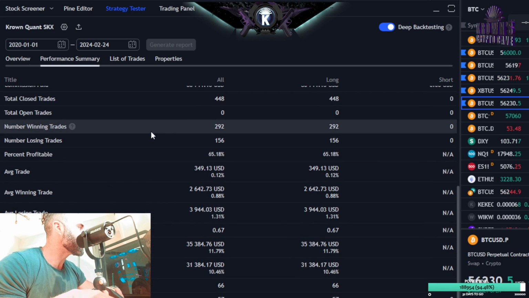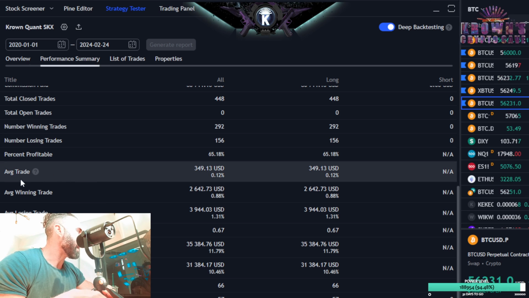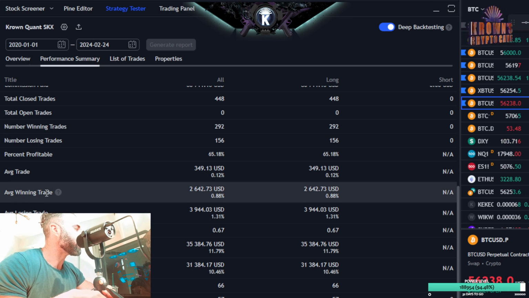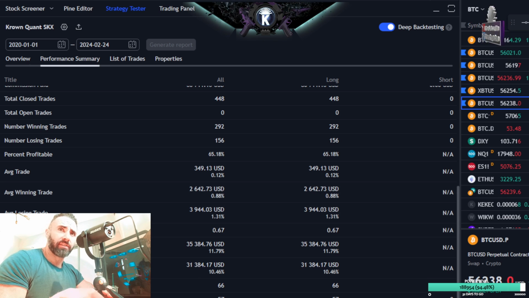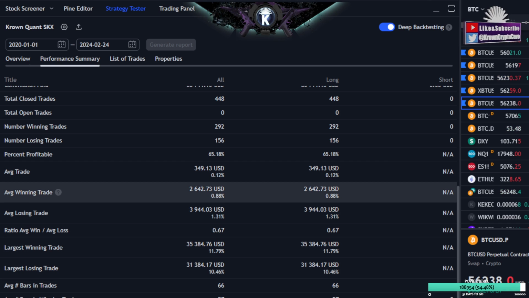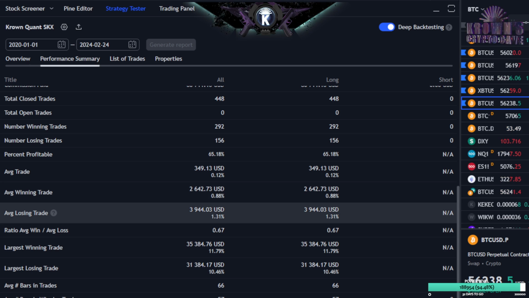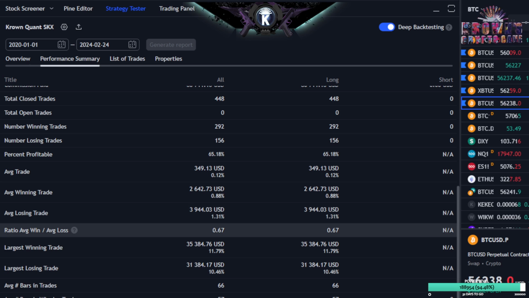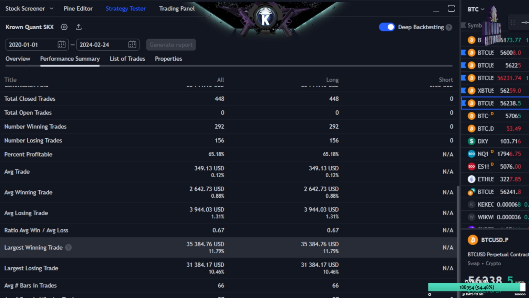Anyways, the one that I'd like to get to is the average winning trade and the average losing trade. And so this one does have a higher win rate than loss rate, obviously. And so the average winning trade is actually just around 88, and the average losing trade is just above 131. So it does benefit from a higher win rate.